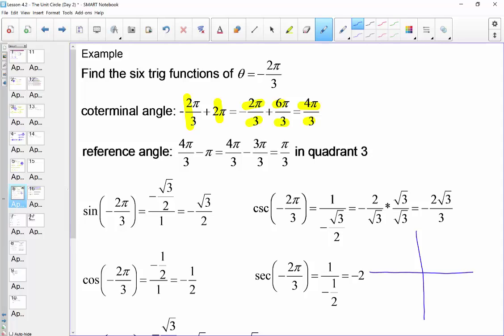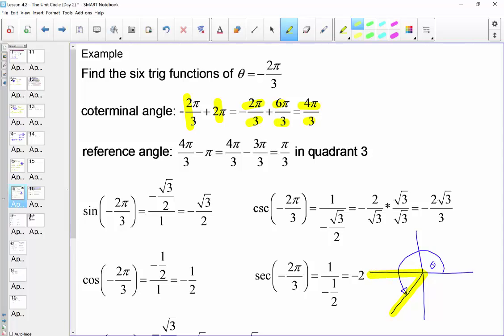And 4 pi over 3 would be approximately here. And we can go ahead and label this theta. So we're evaluating this angle here. That's 4 pi over 3. Our reference angle is going to be the difference between the terminal side of the angle, which is here, and the x-axis.